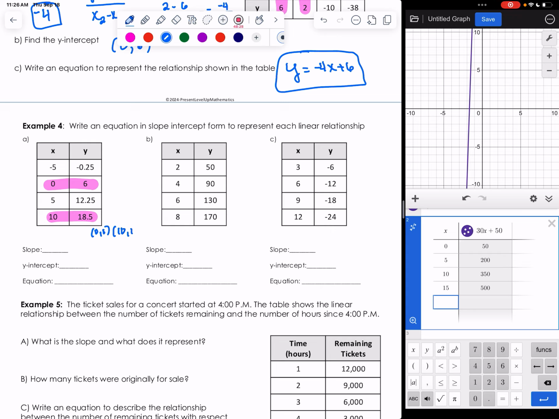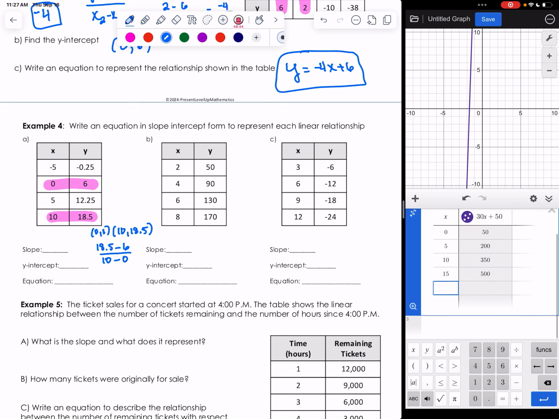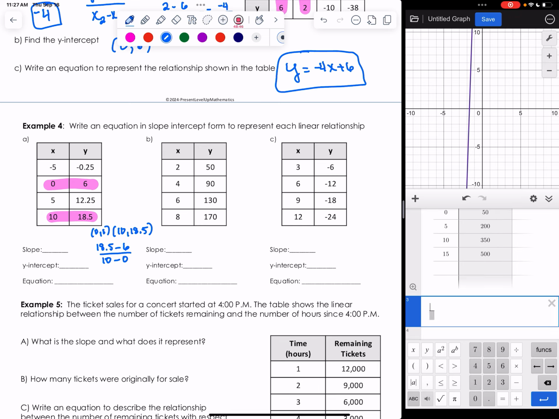So I'll take my second y, 18.5, minus my first y, 6, and then my second x, 10, minus my first x, 0. Now come over here to my calculator, press the division button. 18.5 minus 6 goes on top. 10 minus 0 goes on the bottom, and that gives me a slope of 1.25.